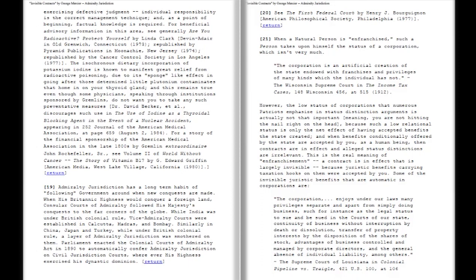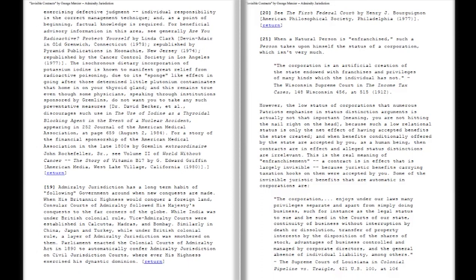However, the low status of corporations that numerous patriots emphasize in status distinction arguments is actually not that important, meaning, you are not hitting the nail right on the head, because such a low relational status is only the net effect of having accepted benefits the state created, and when benefits conditionally offered by the state are accepted by you, as a human being, then contracts are in effect and alleged status distinctions are irrelevant. This is the real meaning of enfranchisement.